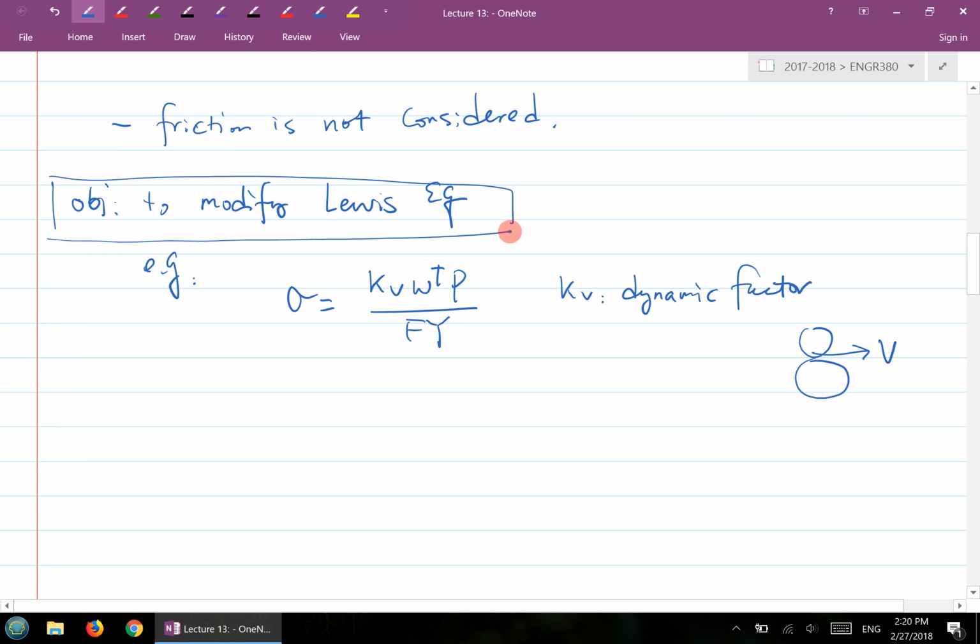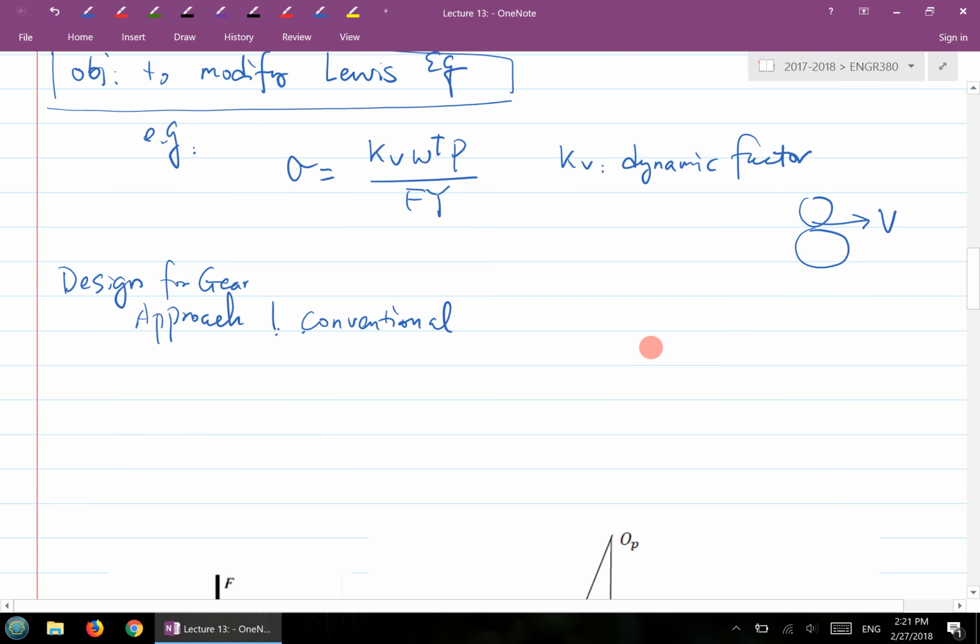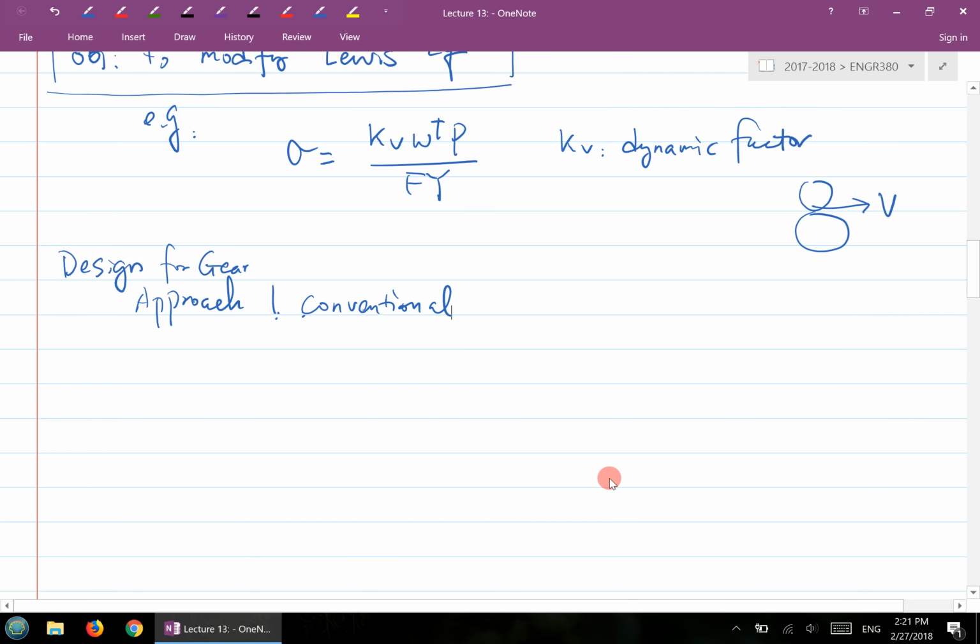Now, ultimately, what we want to do is design for the gear. There are two different approaches in terms of design for gear. The first approach is what we call the conventional or traditional approach. Conventional approach basically makes use of the knowledge, actually the procedures, we learned in previous lectures. I'll show you what I mean here.